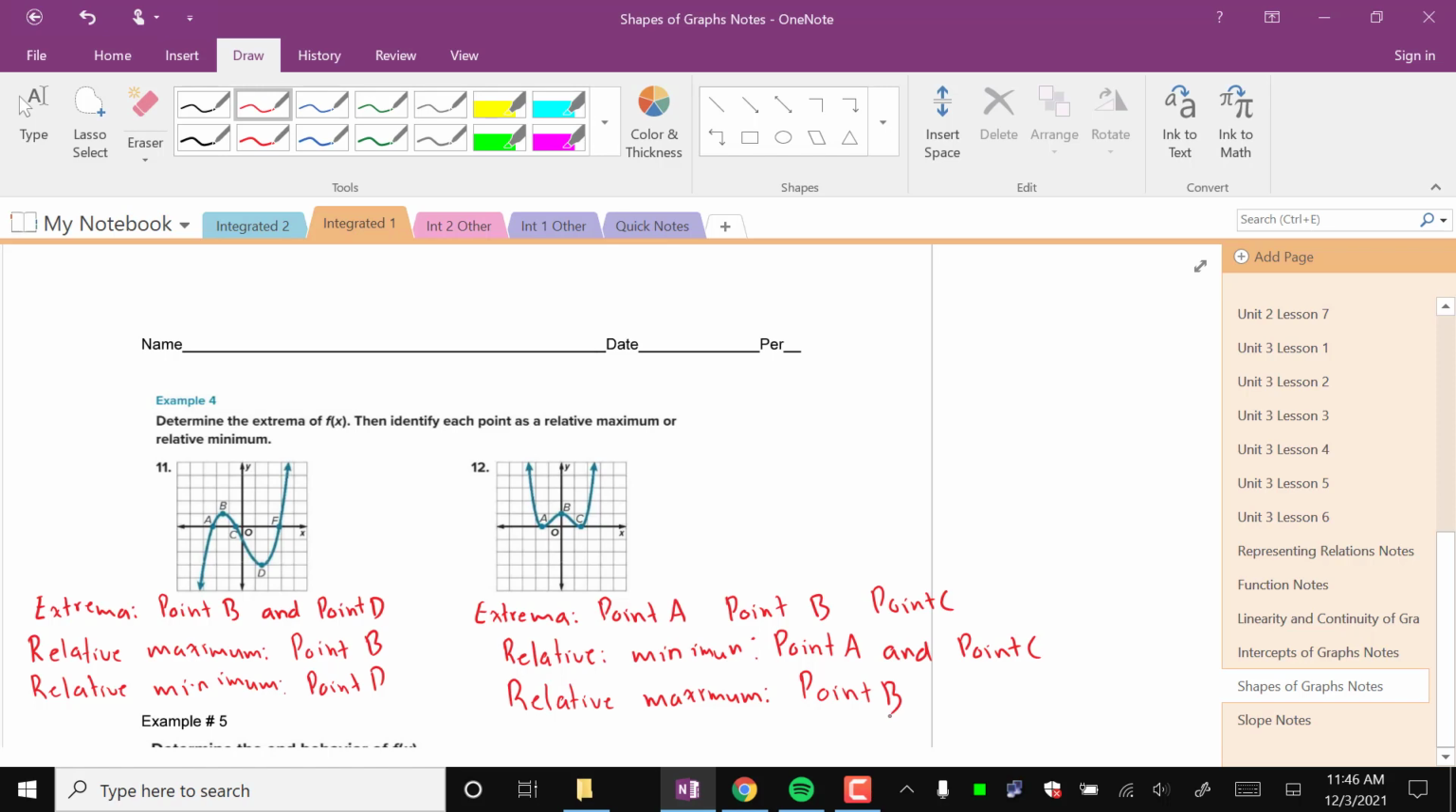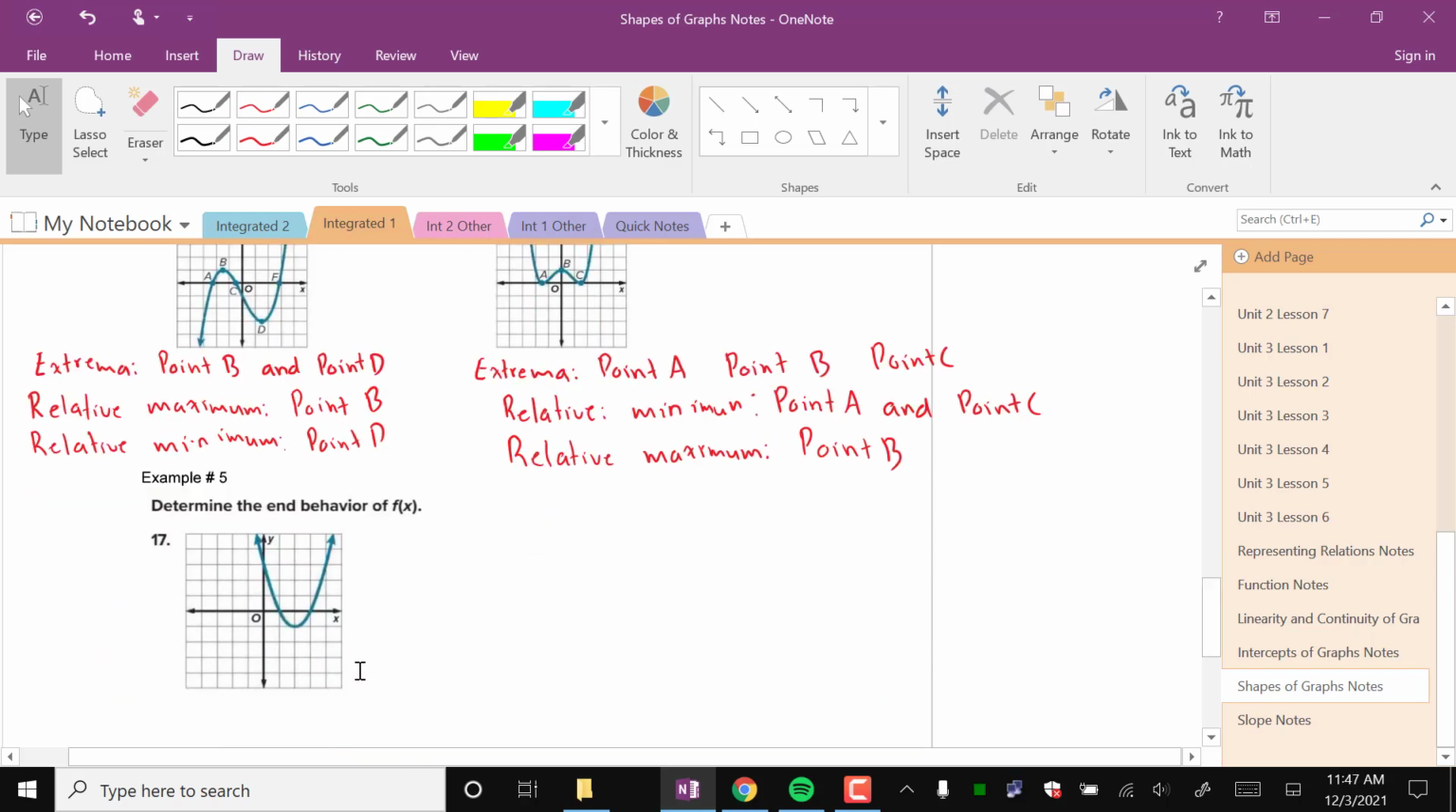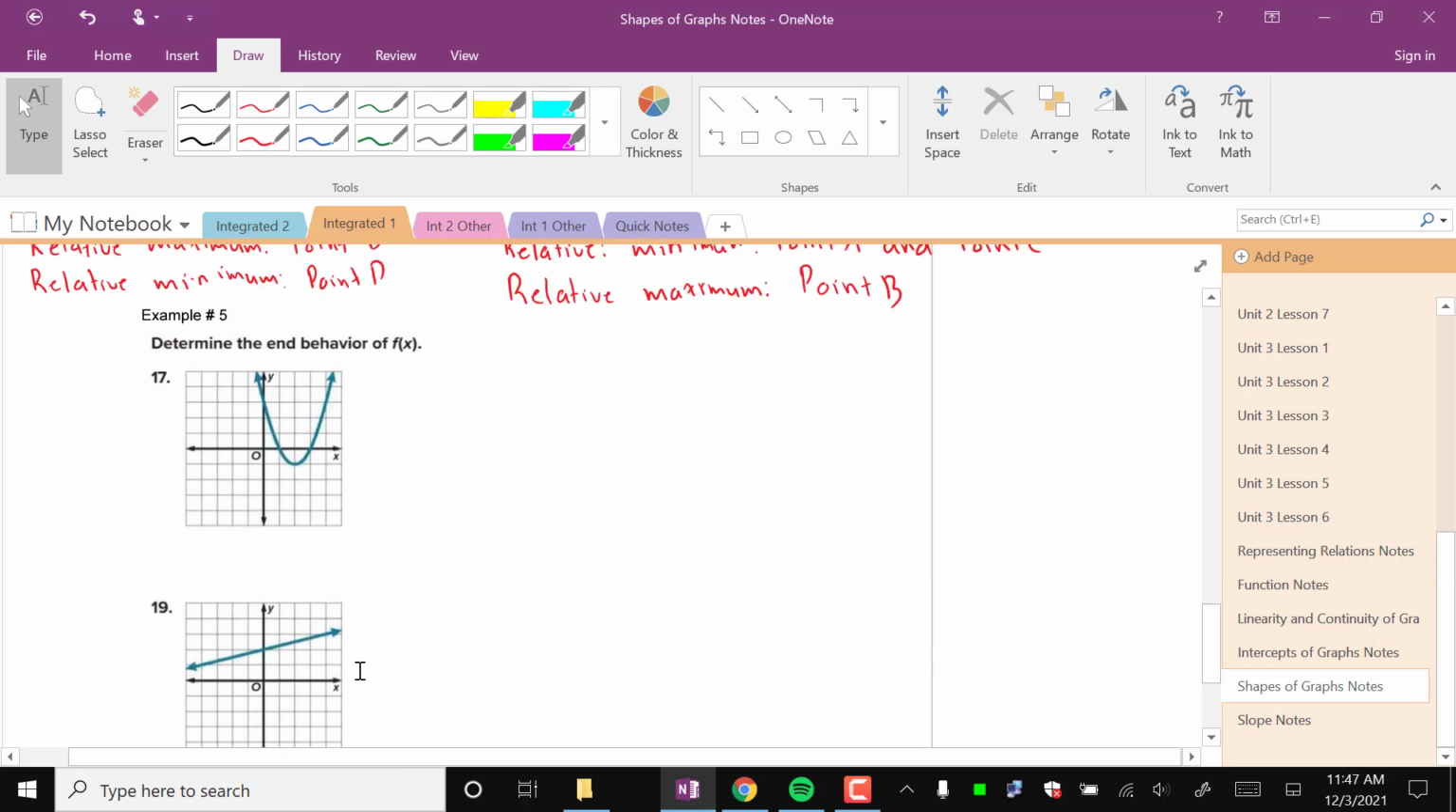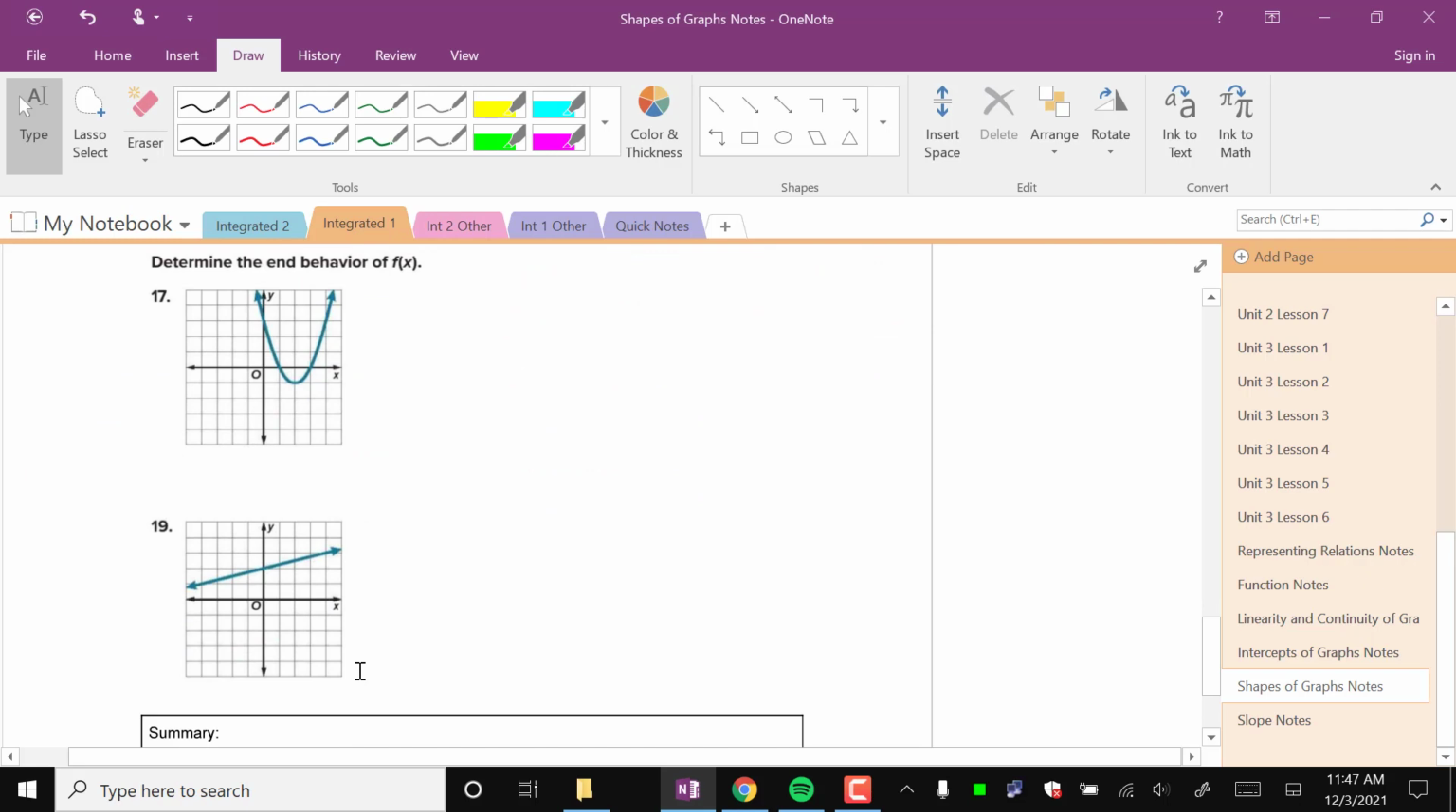So we looked at positive and negative, we looked at extremas. Now we're going to be looking at end behaviors. What's happening outside of the graph, these arrow parts. So this part, this part, this part, this part. What's happening in the long term of this graph? So these are determining the end behaviors. So let's take a look at the first example.